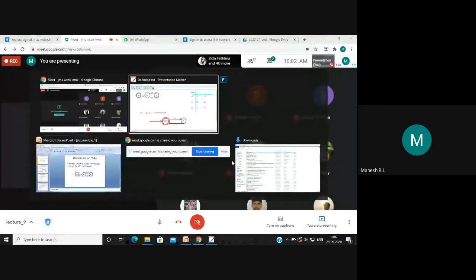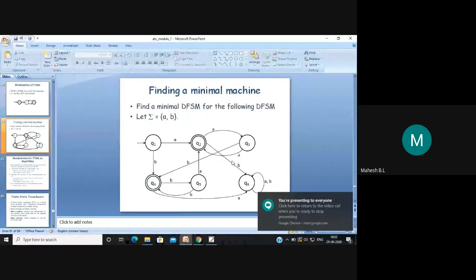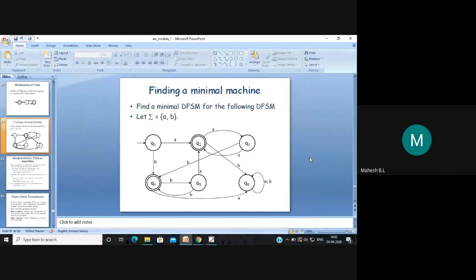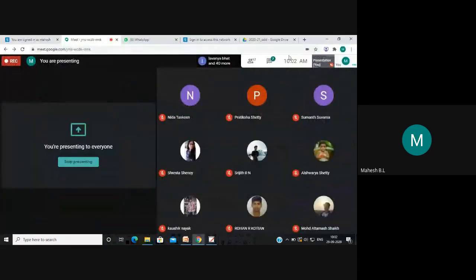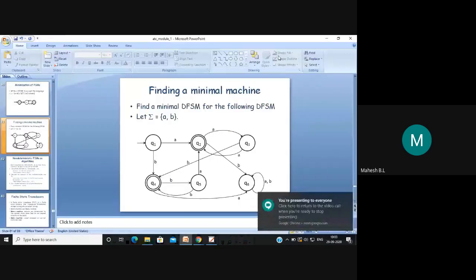Next, let's consider the next example. I hope this example is clear to you. Any doubts in this? If any doubts, please let me know. Okay, four or five members don't have doubts. I think others, they are full of doubts. No doubt.